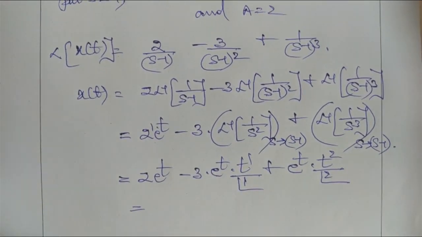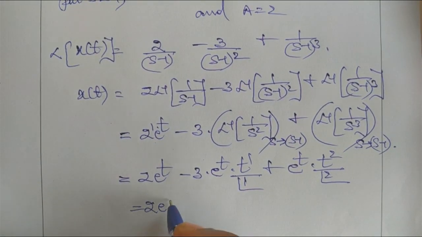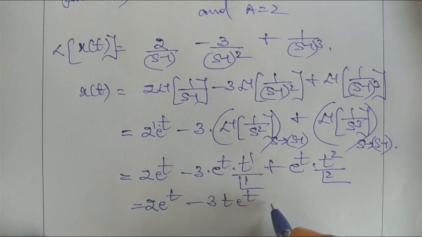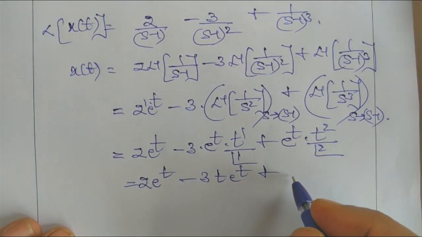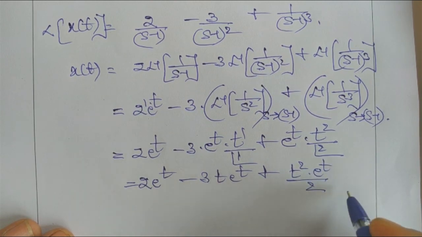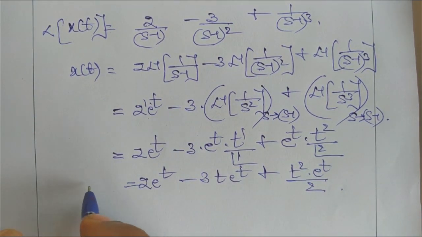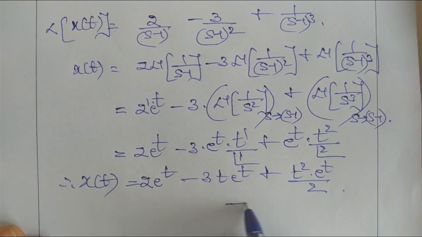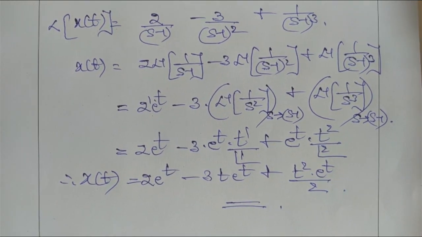This can be written as 2 into e to the power of t minus 3 into t into e to the power of t plus t square into e to the power of t divided by 2. This is your x of t. Okay, this is your solution.